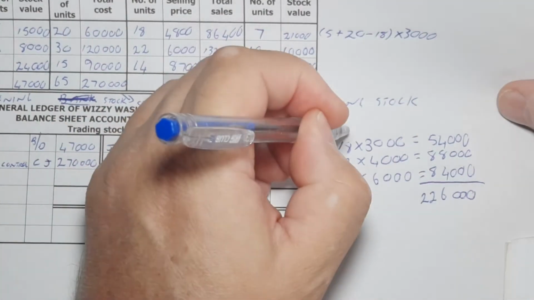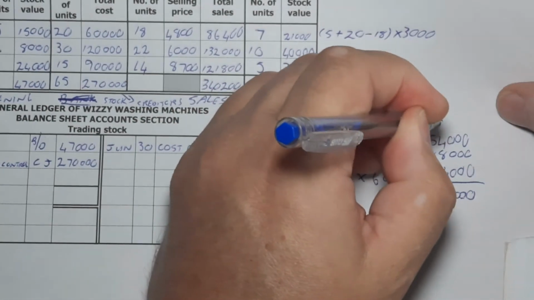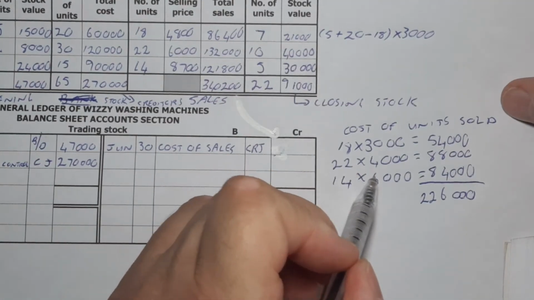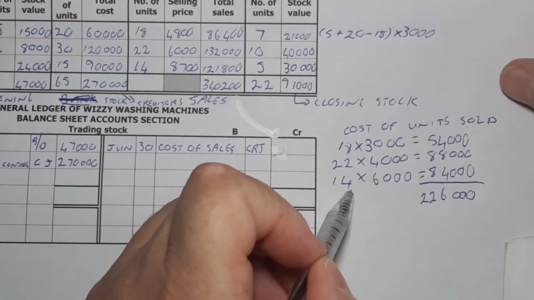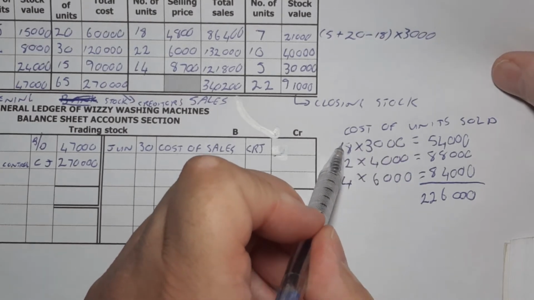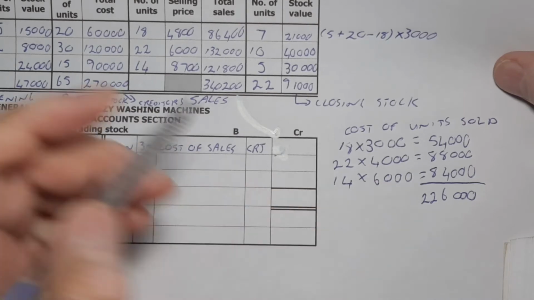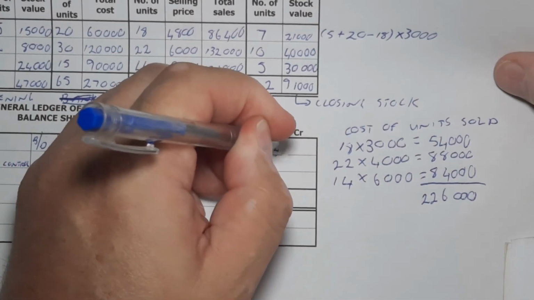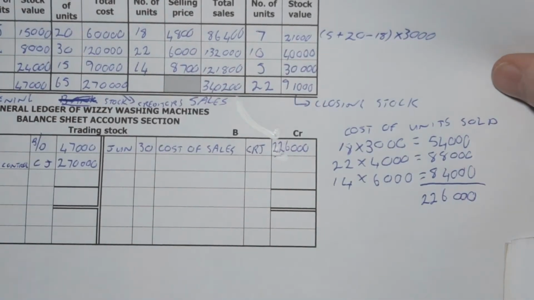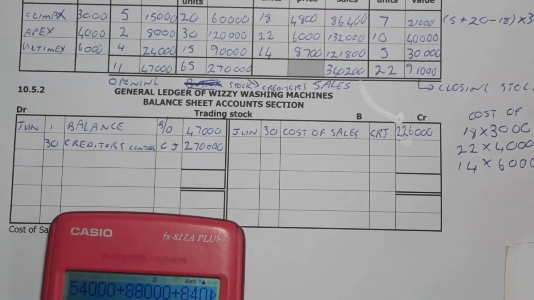This is the cost of units sold. We have to do each one separately because we're doing the specific identification method. This is specific to this model. This is specific to this model. This is specific to this model. So we write here 226,000 Rand. And then all that's left over is to balance our account.